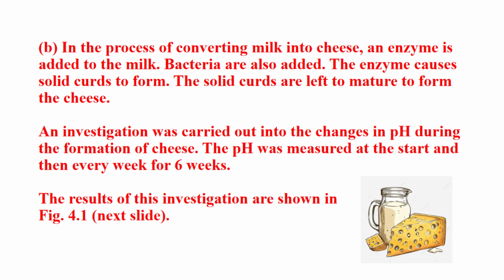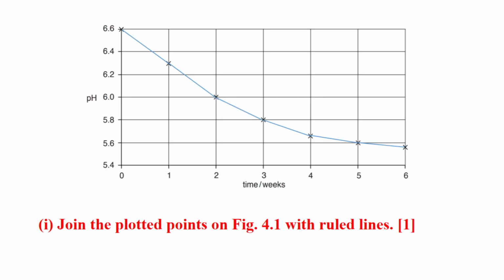Now, on to cheese making. When you add an enzyme and bacteria to milk, they work together to form solid curds. An investigation was carried out into the changes in pH during the formation of cheese. The pH was measured at the start and then every week for 6 weeks. The results of this investigation are shown in Figure 4.1.